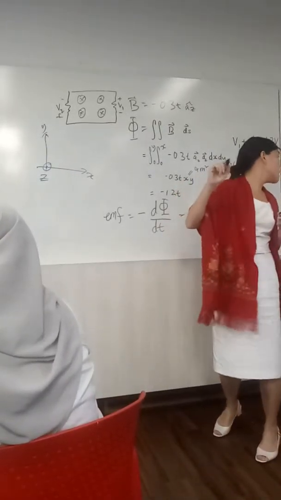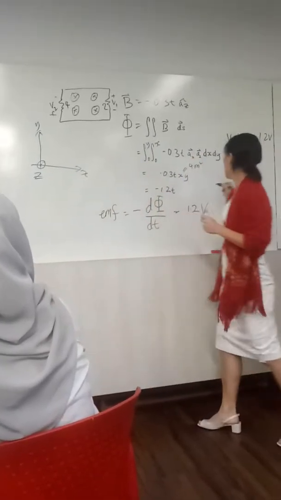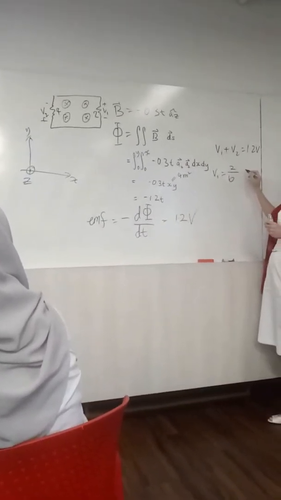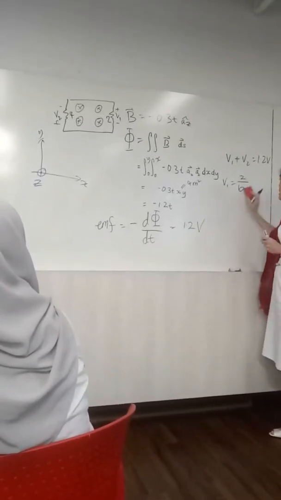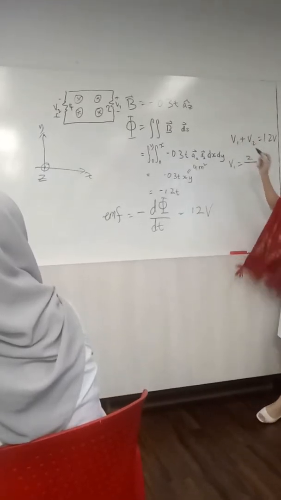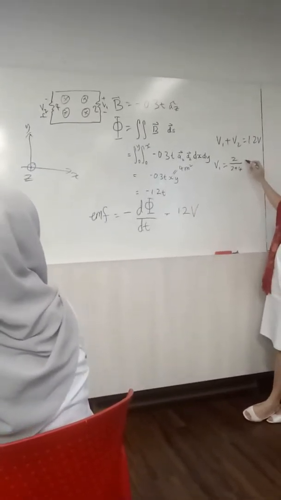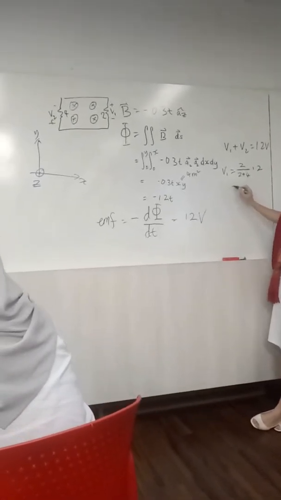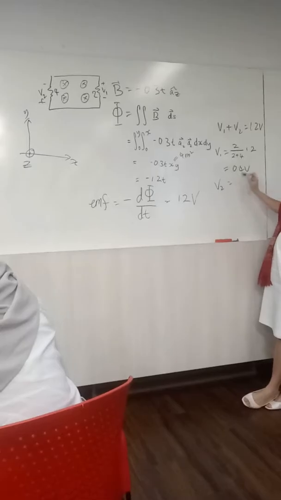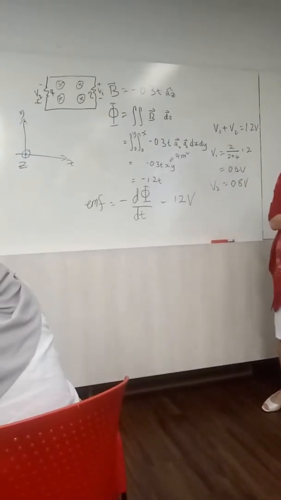V1 is, yeah? This one is 2 and this one is 4, so the total is 6. So it's 4 over 6 times 1.2. He says using potential divider, V1 is 2 ohms divided by 2 plus 4 ohms, the total resistance, multiplied by 1.2, you will get 0.4 volts. And V2 will be the remaining, which is 0.8 volts.